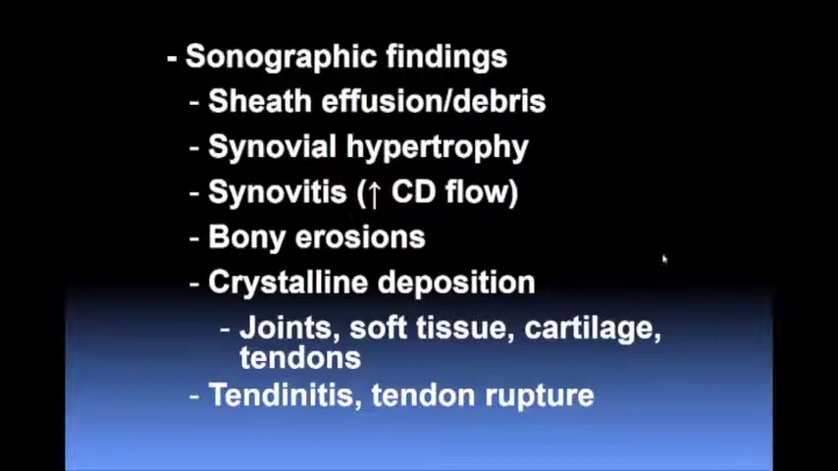So what do you look for? Well, in general, you look for an effusion in the tendon sheath or debris. You look for synovial hypertrophy. If that hypertrophied synovium shows color Doppler flow, then it becomes synovitis. You look for bony erosions, crystalline deposition in the joints, the soft tissue, cartilage, tendons, ligaments. And also, some of these diseases can predispose to tendinitis and even tendon rupture.